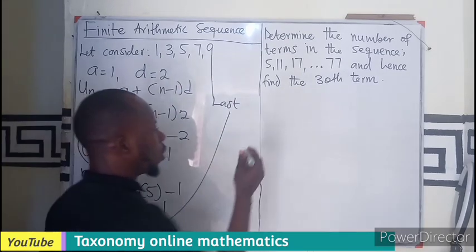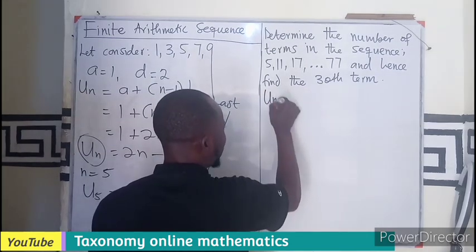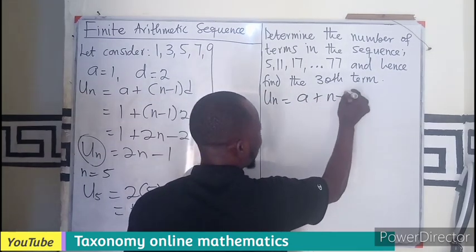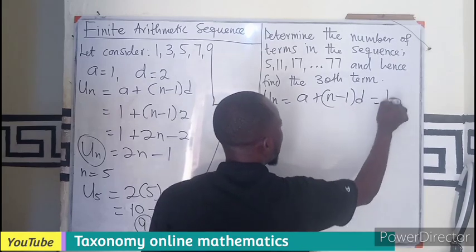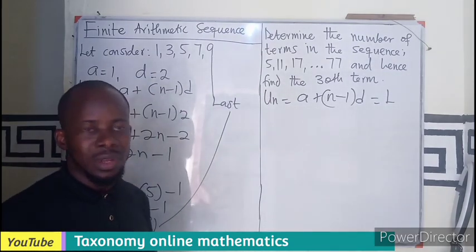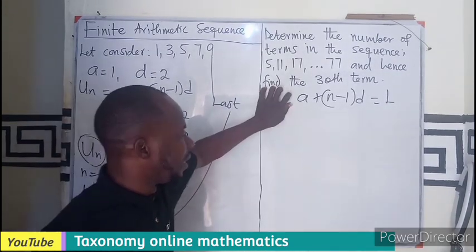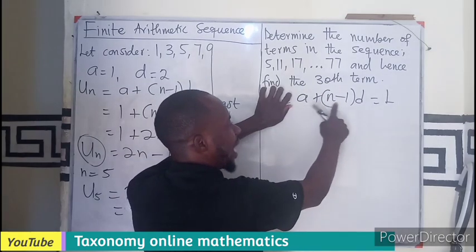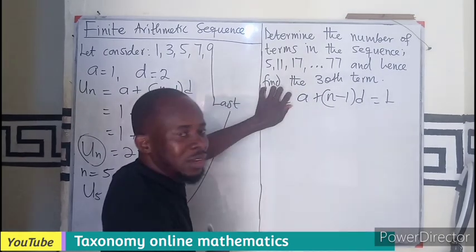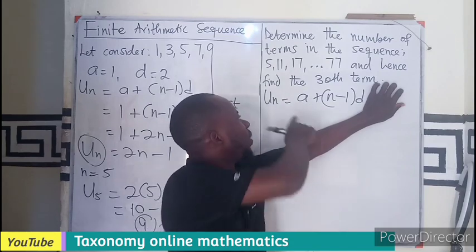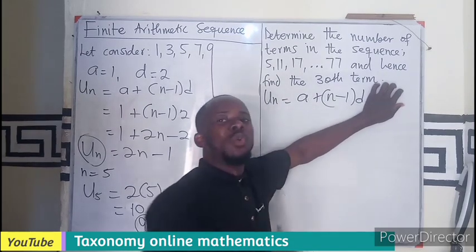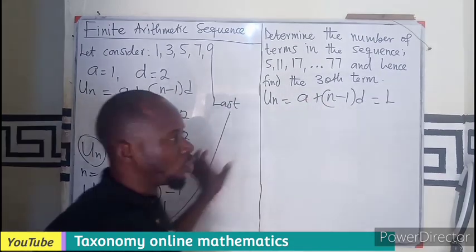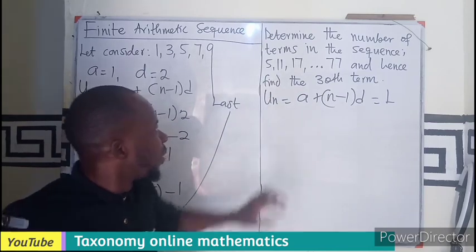So the formula could also be the nth term, which is a + (n − 1)d = L. Where we eliminate this, we still have a + (n − 1)d = L. If you eliminate this, you still have the nth term equals this. So this is what we want to build into this question.